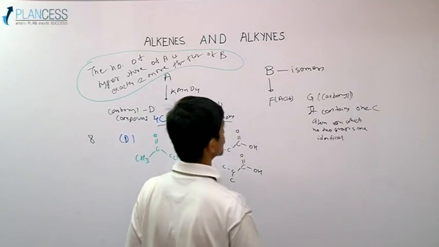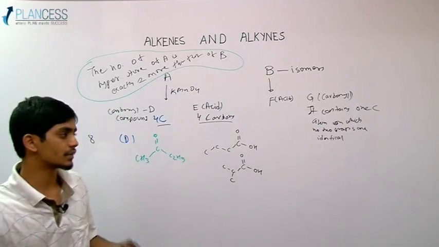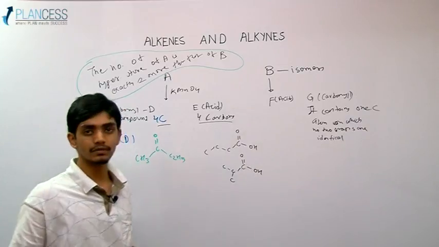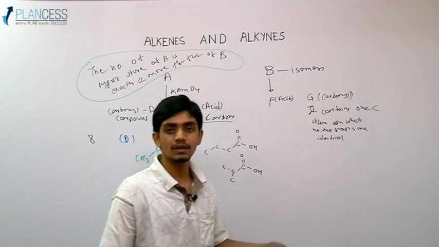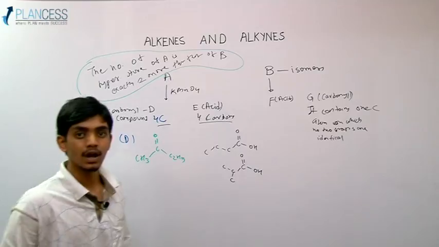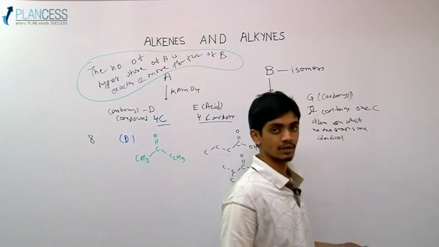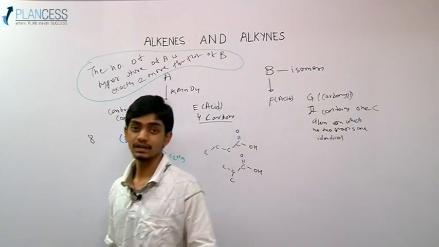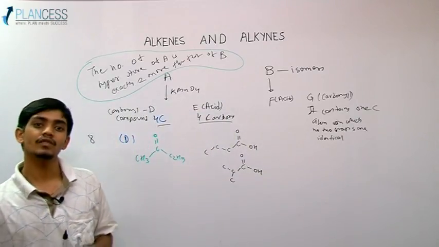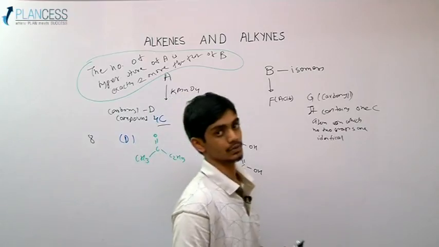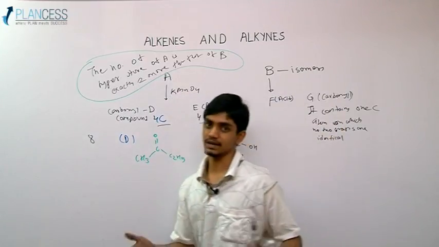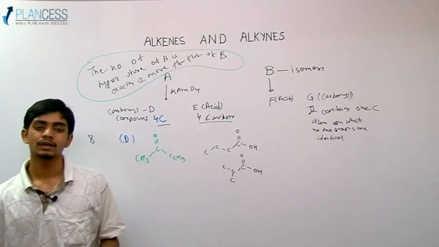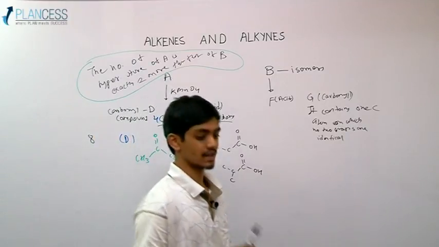Now, if we know the number of carbons in B, can we determine something? There can be any number of carbons in the acid, and there can be any number of carbons in the carbonyl compound. How can we determine the exact structure? For that, this clue is given, that it contains a carbon atom which has 2 non-identical groups. None of the 2 groups are identical. What does it mean? It means that it contains a chiral center.